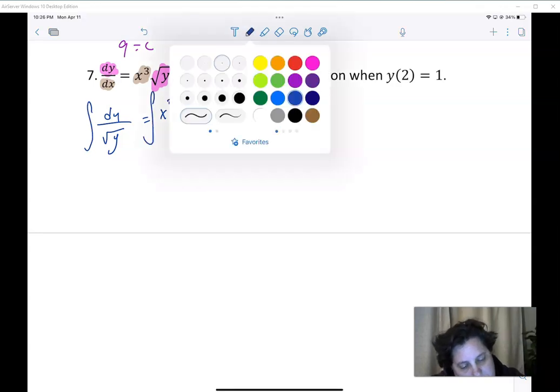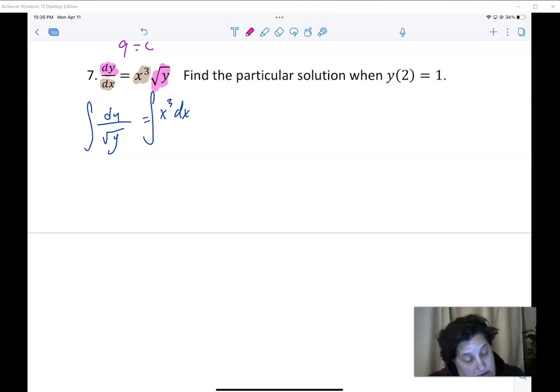Okay, now let's remember how to integrate 1 over the square root of y. If I bring that up, that's y to the negative 1/2. Negative because it was on the bottom, 1/2 because it's the square root. When I integrate that, I add 1. So I get y to the 1/2 over 1/2. And you guys remember, instead of going y to the 1/2 over 1/2, we go y to the 1/2 times 2 over 1. Okay? Now x to the third, that's going to be x to the 4 over 4 plus a constant. Here we go.